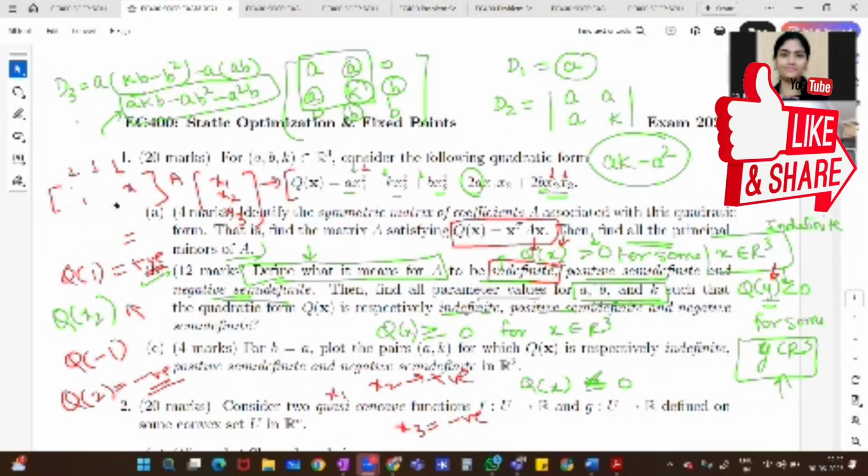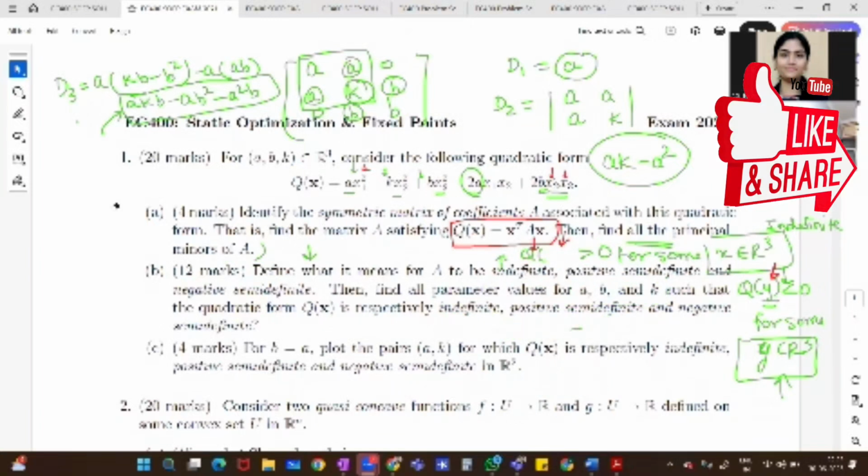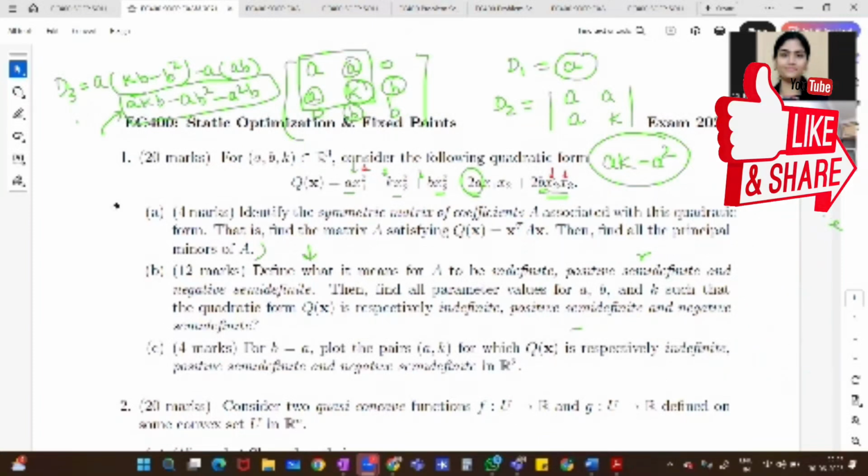Now, to make it more specific about the question itself: this way you have generalized that this is the case when it is definite, semi-definite, indefinite, whatever. Now this question is asking about exact values for which it will be so. Find all the values of A, B, K for these parameters so that this is indefinite, positive semi-definite, and negative semi-definite.